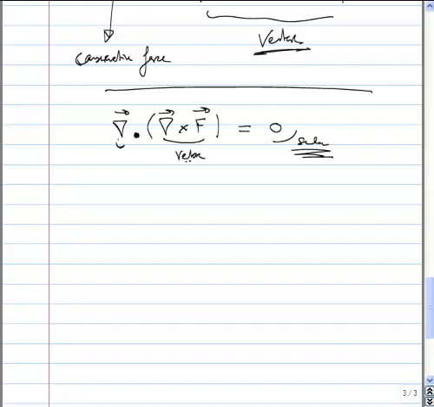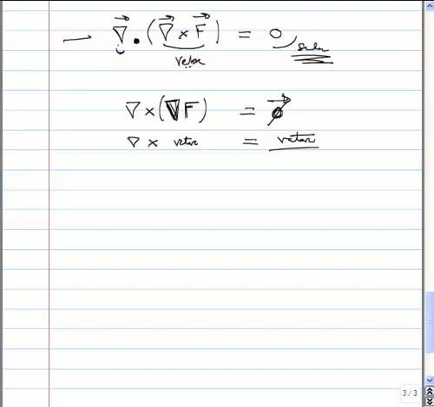Now you can do the same thing if you have the gradient of a function, which, as we've seen, is a vector. Let's say you want to take the curl of that vector. You should end up with 0 again. So again, this is the del operator applied to a scalar function f. You take the gradient of that function, you end up with a vector. And then you take the curl of that vector, and you end up with a vector again. In this case, it must be the 0 vector. So this is always true.